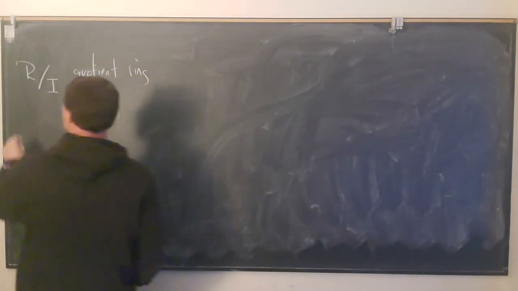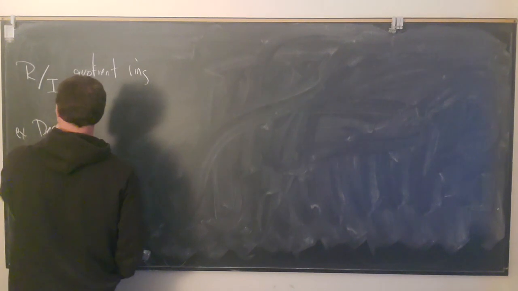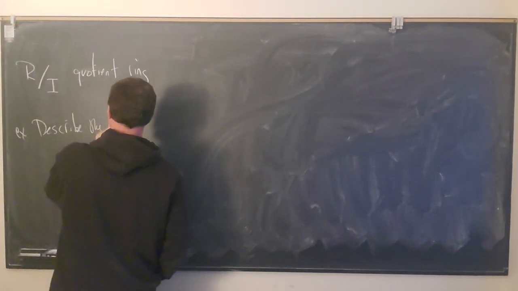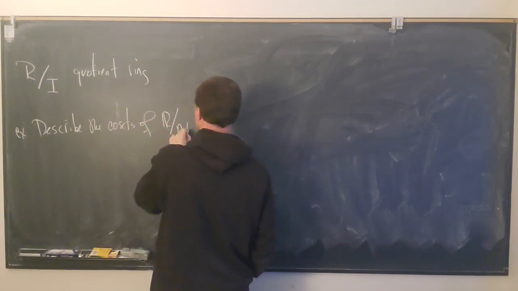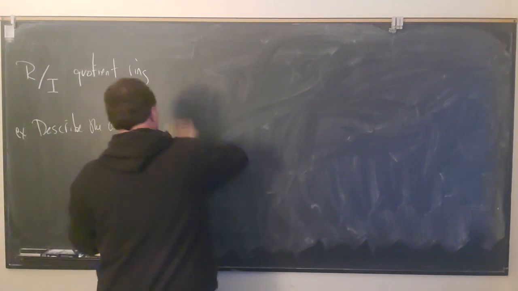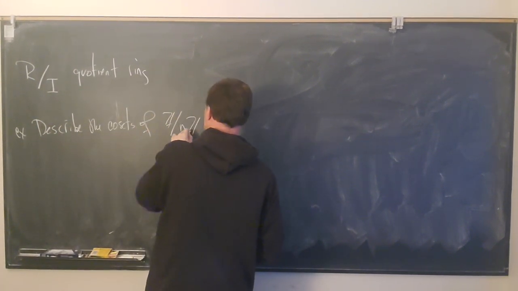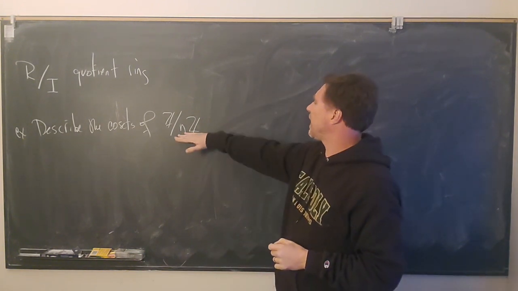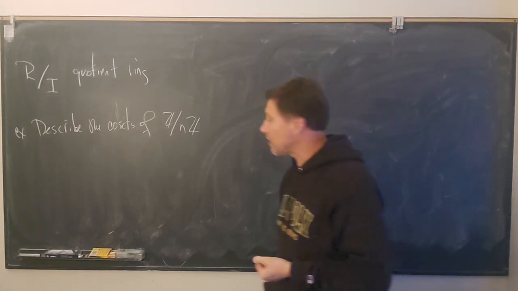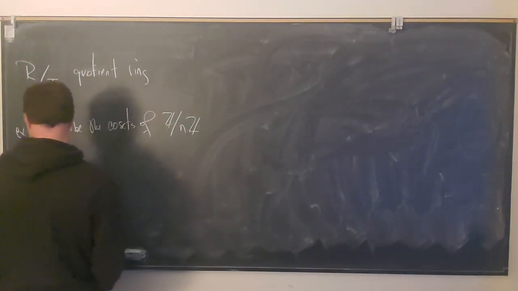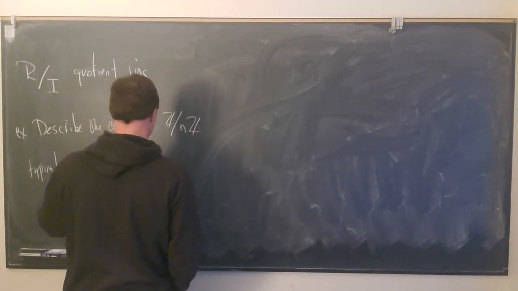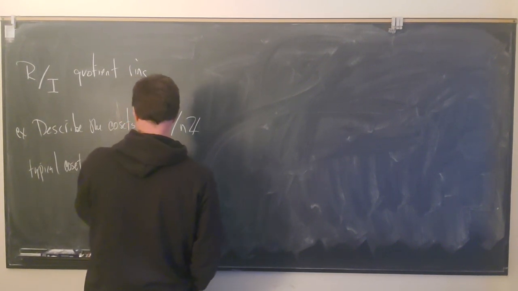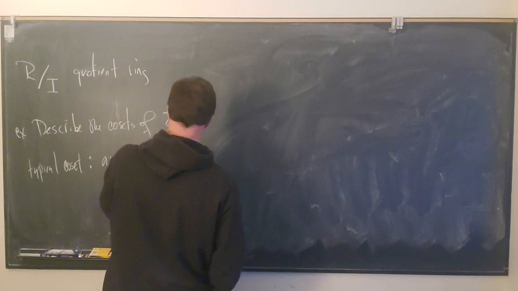So as a first example, let's describe the cosets of Z mod nZ. It's easy to see, in fact we checked, that nZ actually is an ideal of Z. And so a typical coset is of the form a plus nZ, where a is any integer.